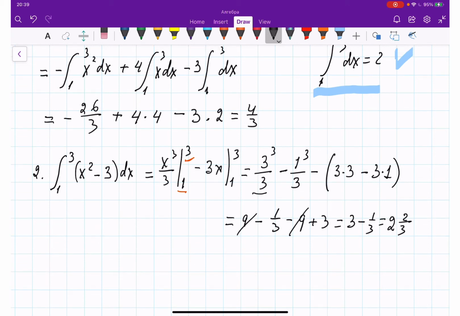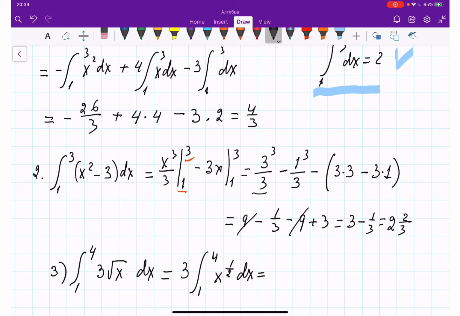Okay. Next question, number 3. We have the definite integral from 1 to 4 of 3 square root x dx, which is going to be equal to 3 times the integral between 1 and 4 of x to the power 1/2 dx. So the integral of x to the 1/2 is going to be x to the power 3 over 2, divided by 3 over 2, with boundaries between 1 and 4.